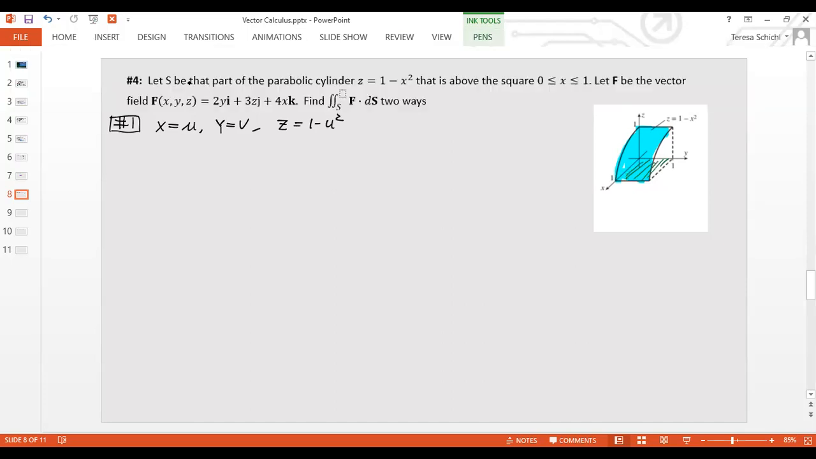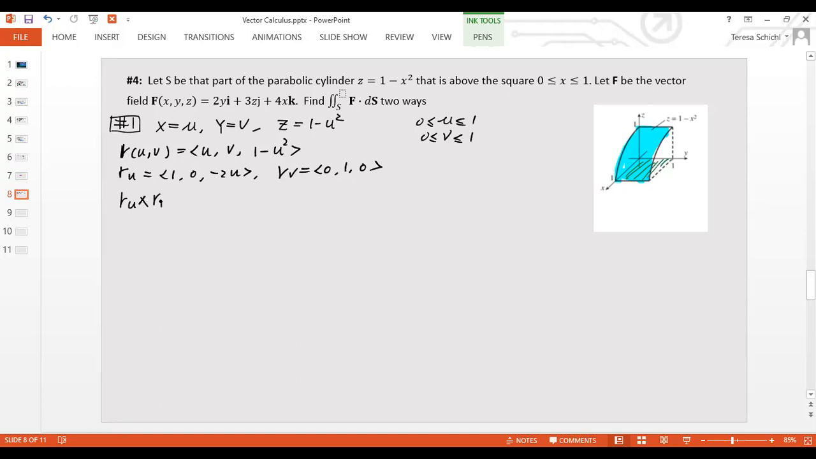So that's why we can say that u is from 0 to 1 and v is from 0 to 1. That will make our integration a lot easier. Like we did before, this is my parametric vector r(u,v) = (u, v, 1 - u²). Take the partial with respect to u: this will be (1, 0, -2u), correct? The partial with respect to v will be (0, 1, 0), right? So we should be very familiar by now with how to do this cross product.